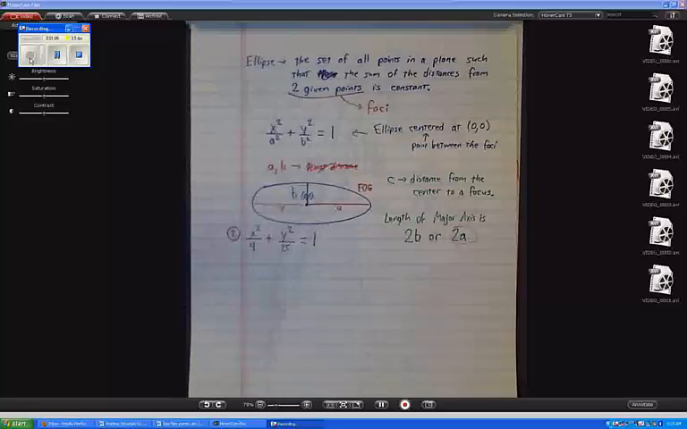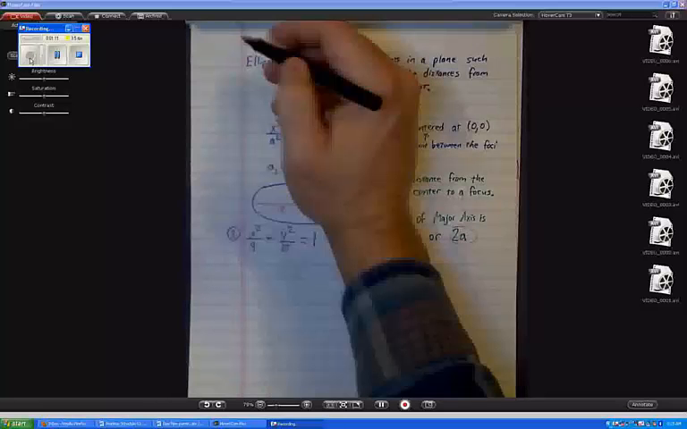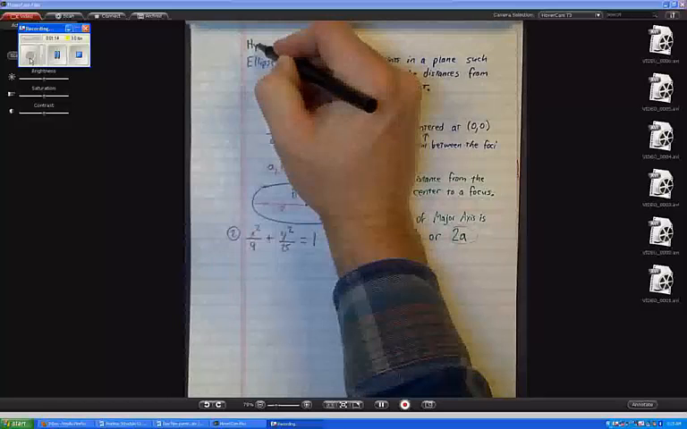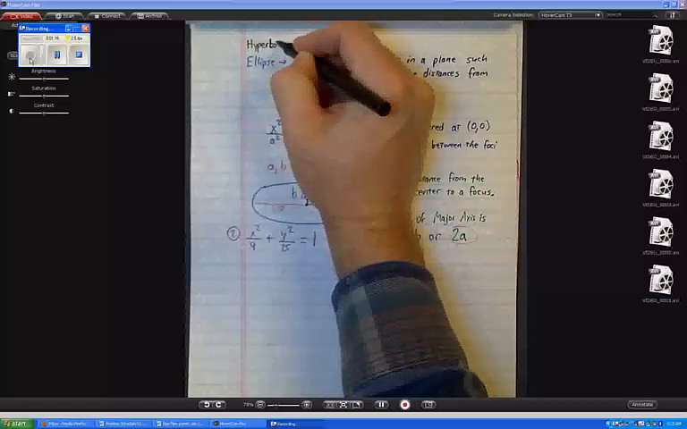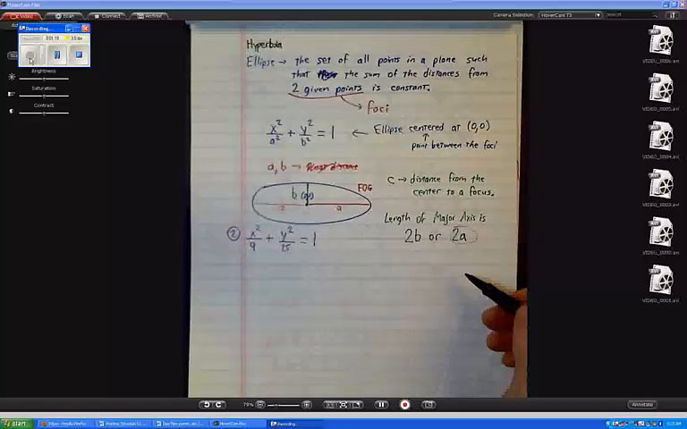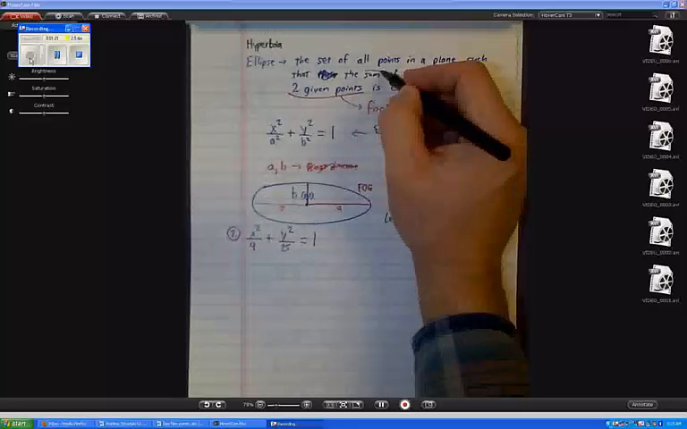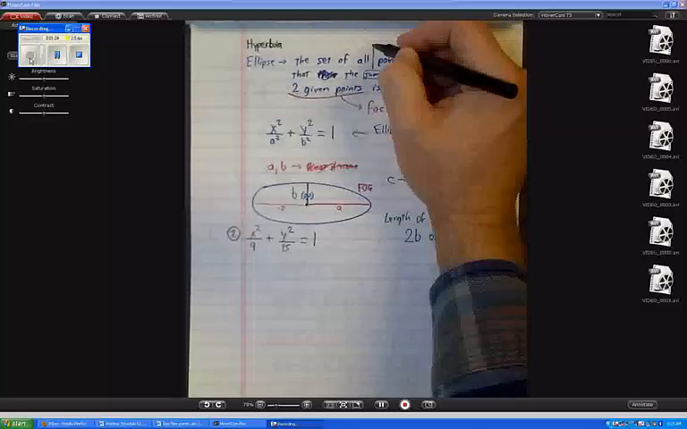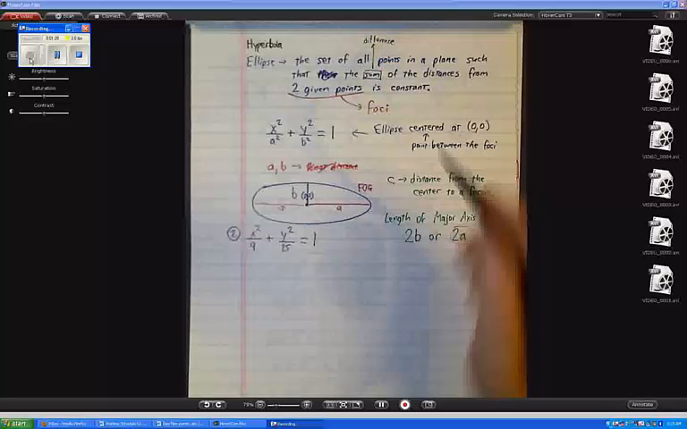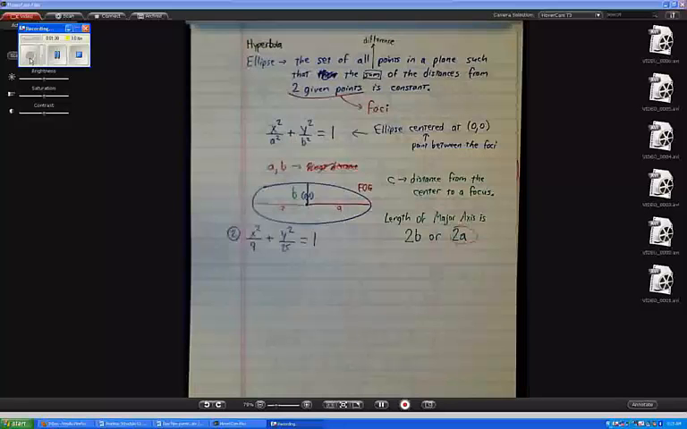I'm going to modify our definition so I can call it a hyperbola. A hyperbola, see that word sum? I'm going to change that to difference. Then I'm done. Same definition. That's kind of weird. So it's the same definition.